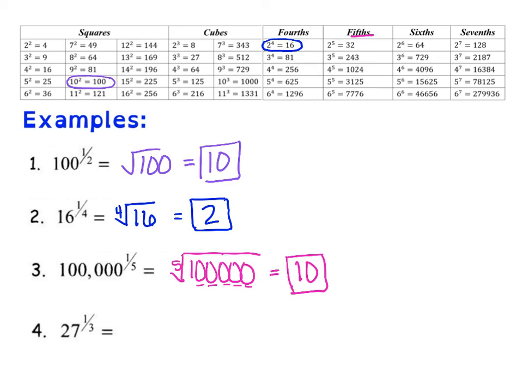And the last one, 27 to the 1/3 power. If I rewrite it first as the third root of 27, then I look at my cubes and I find 27 is 3 to the 3rd power. So the third root of 27 is 3.